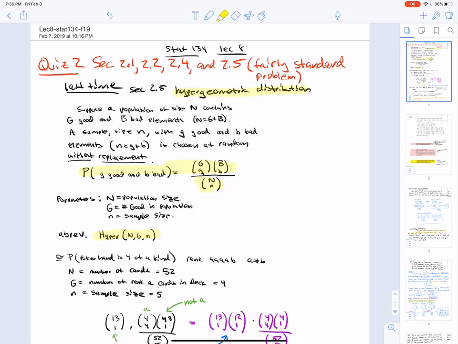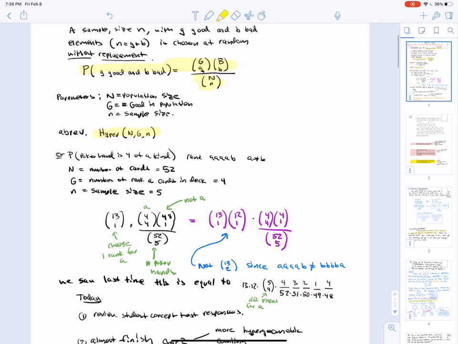Last time we did the hypergeometric distribution, which follows the hypergeometric formula. There are three parameters: the population size capital N, the number of good in the population, capital G, and the sample size, small n. So we abbreviate it hyper(N, G, n).